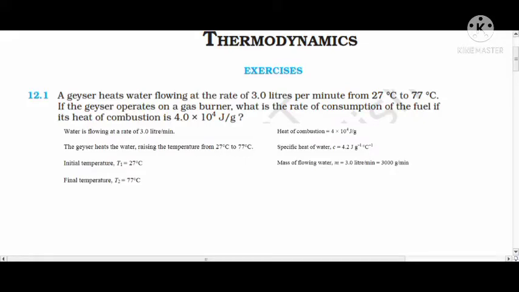Exercise questions of chapter Thermodynamics. Question 1.